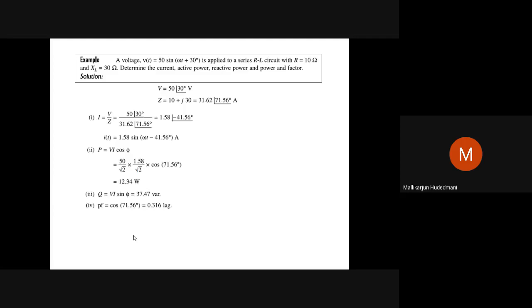So you have been given the instantaneous voltage equation. How do we get it in the form of our required RMS value, angular representation? You can see here, it is written as V equal to 50 angle 30. 50 angle 30 is taken out of that. Then the Z of the coil is R plus jXL, 10 plus j30. Convert it to polar. Then current I is V divided by Z in complex mode. You can see there, you get 1.58 angle minus 71.56.